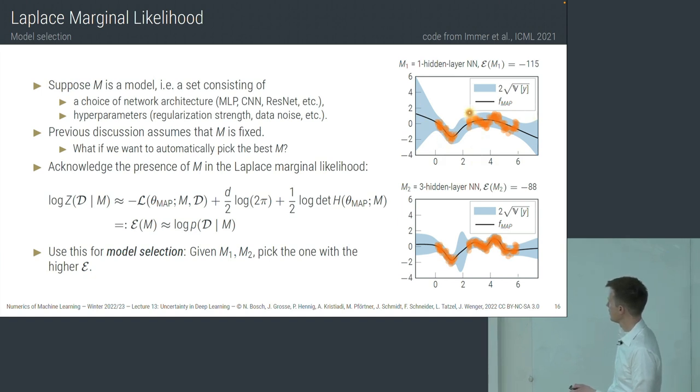Here's a regression data set. So the orange dots are the data. And they've trained a very simple deep neural network with just a few layers. And then for different choices of the model, in particular, they vary over the number of hidden layers in the network, they compute this quantity, which is the logarithm of the quantity we had a few slides ago. So this here is the negative loss function at the trained model.